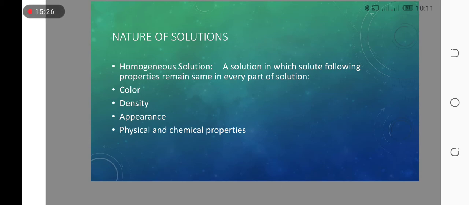Now, what are the properties of homogeneous solutions? Which properties will remain same in case of homogeneous solution? So first property is color, density, appearance, physical and chemical properties. So these all things will remain same in case of homogeneous solution.